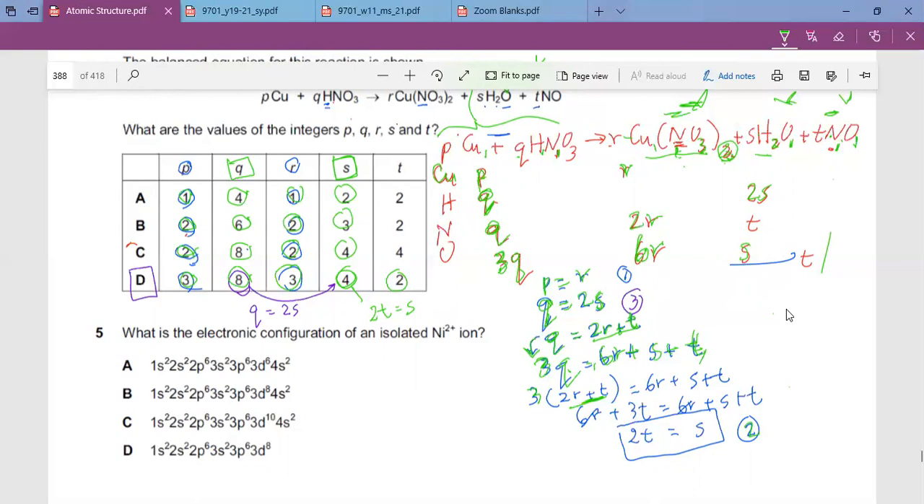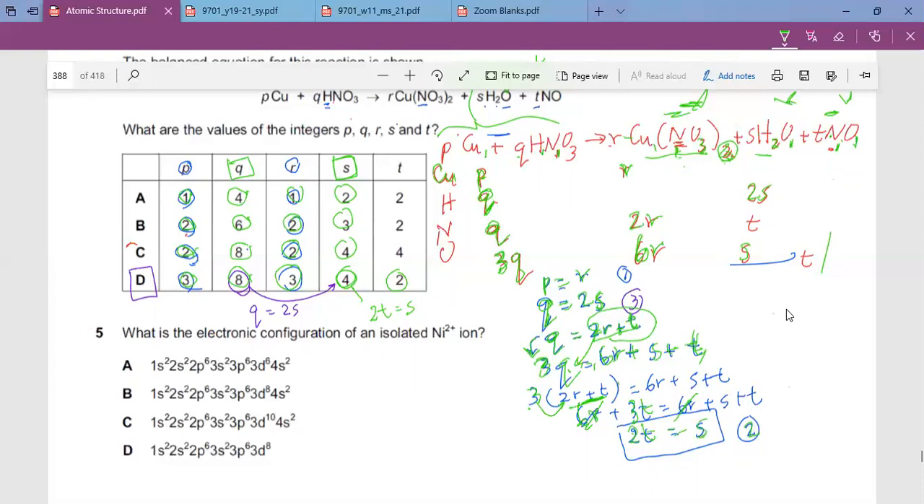Okay, remember I put it on here. So 3Q. I put this value inside here, so I multiply it out. I get 6R, and 3 times 2, 3T. Get 6R. This cancels out there. So we get 2T equals S.